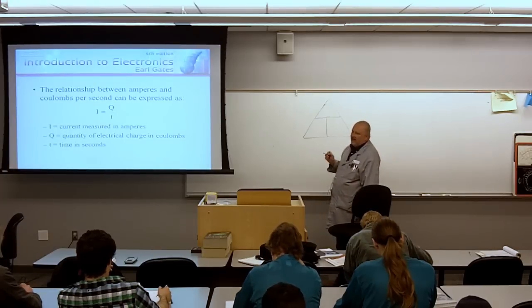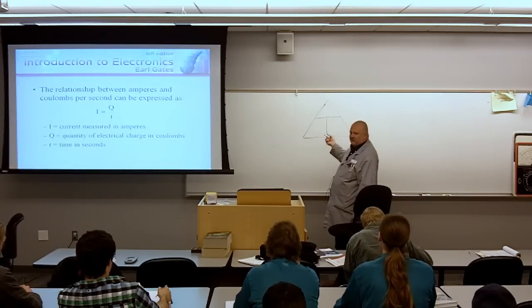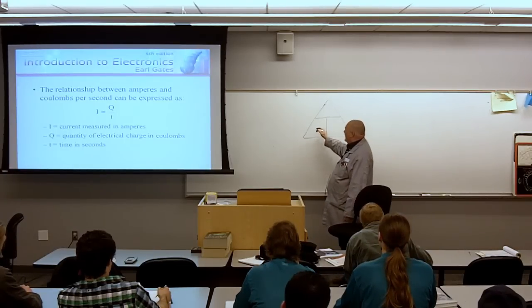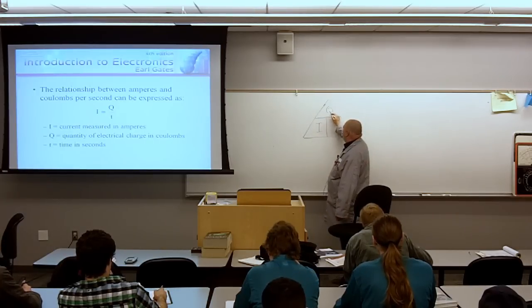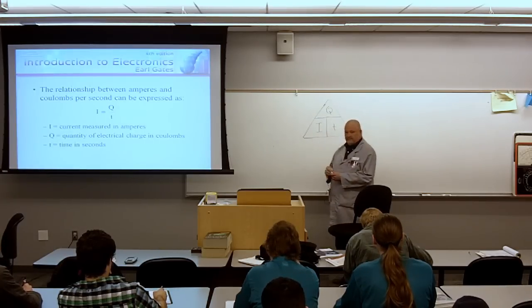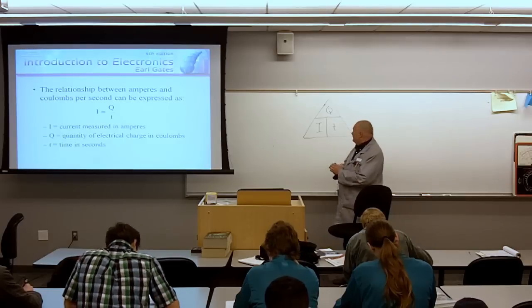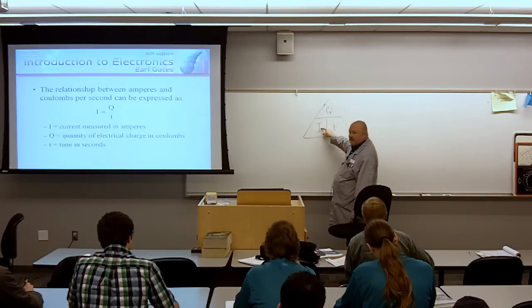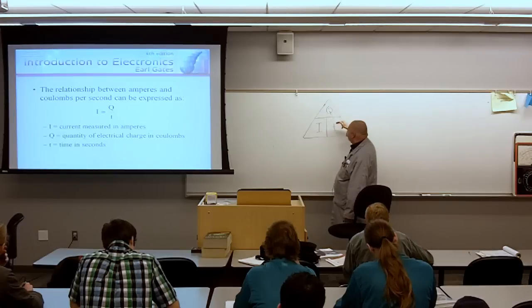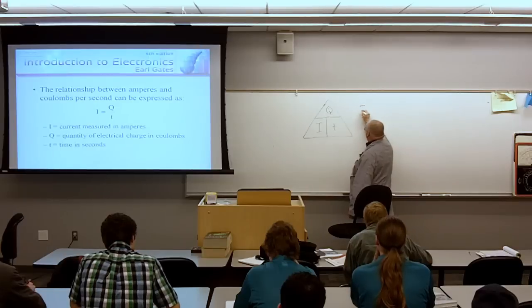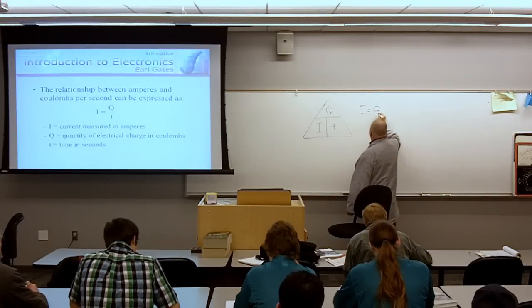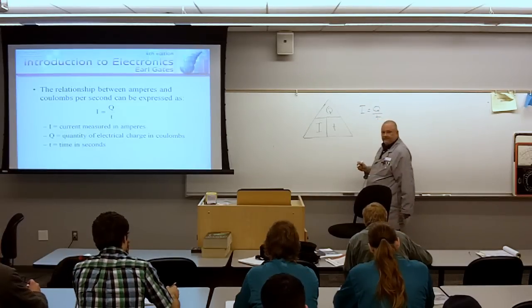The one formula that you know, I want you to plug into this triangle. So in this particular case, I is equal to Q over T. Does everybody see how I did that? I is equal to Q divided by T. So that's the first formula that I gave you. I is equal to Q over T.